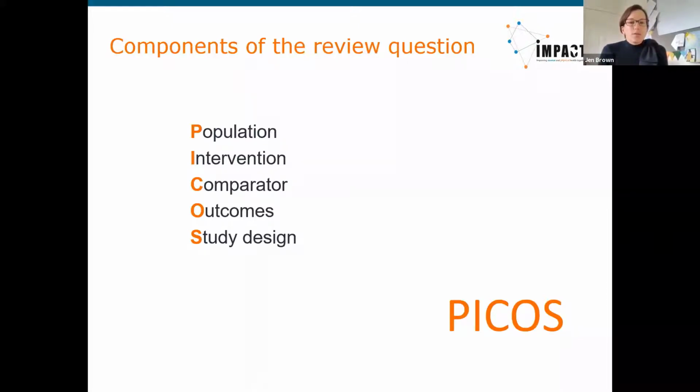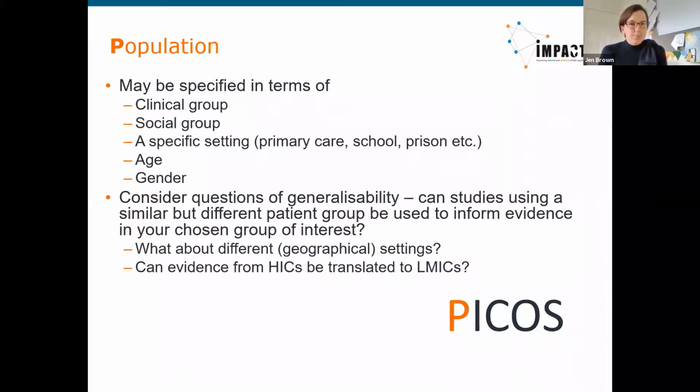So we will start with the P in PICOS, the population. Your population can be specified in terms of a clinical group, so that could be something like people with diabetes. It could be a social group, such as women over 50. You could define your population by setting, so that could be primary care, it could be schools, it could be prisons. It could also be geographically defined.